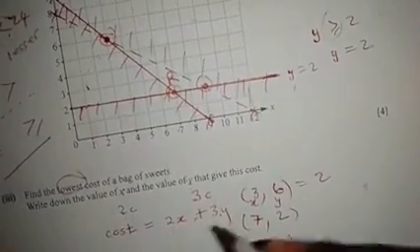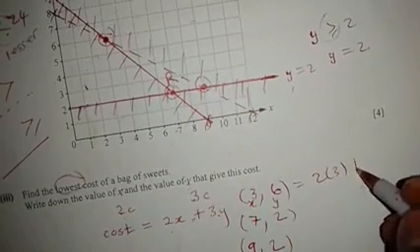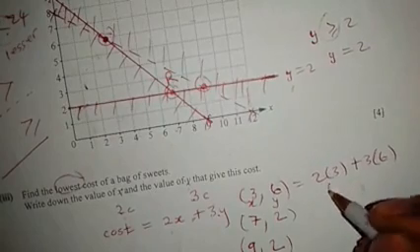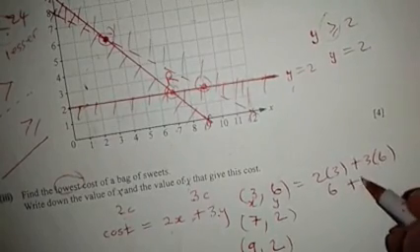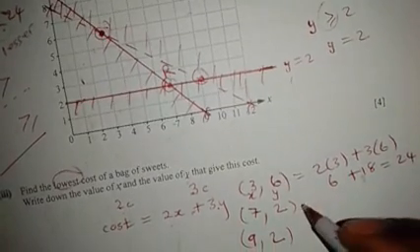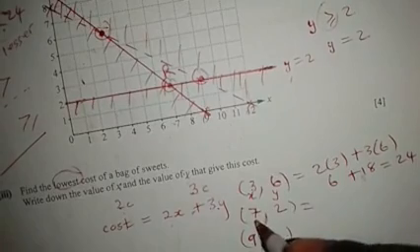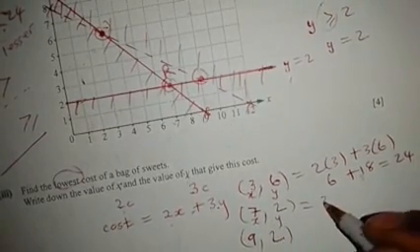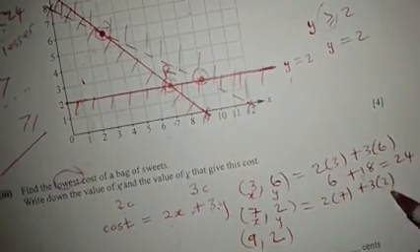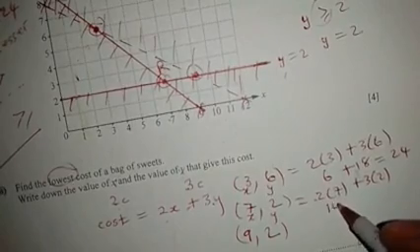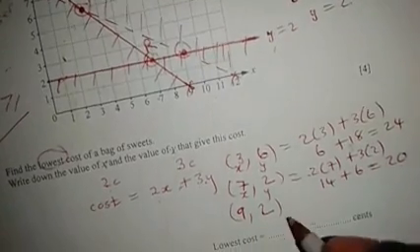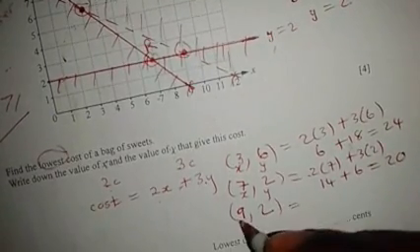So 3 denotes x and 6 denotes y. So on x here, I'm going to put 3 plus 3. Then on y, I'm going to put 6. 2 times 3, you get 6. 3 times 6, you get 18. 6 plus 18, you get 24. Then you do the same for 7 and 2. This is x and this is y. Put 7 on x, put 2 on y. 2 times 7, you get 14. 3 times 2, you get 6. So this is 20.